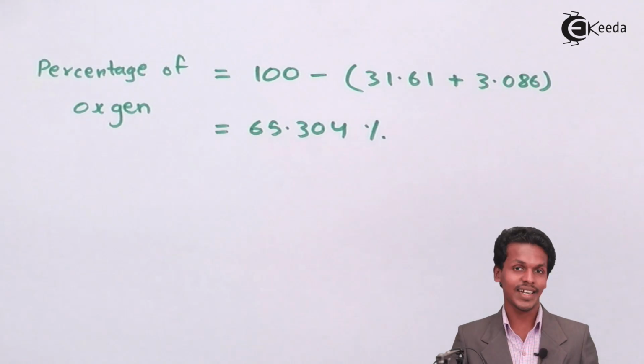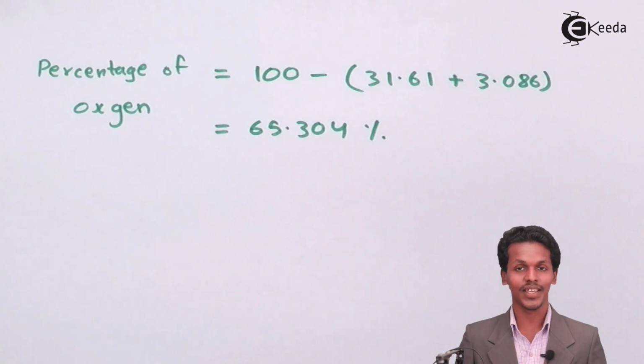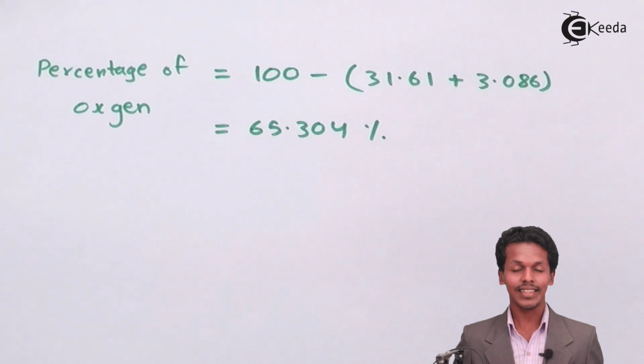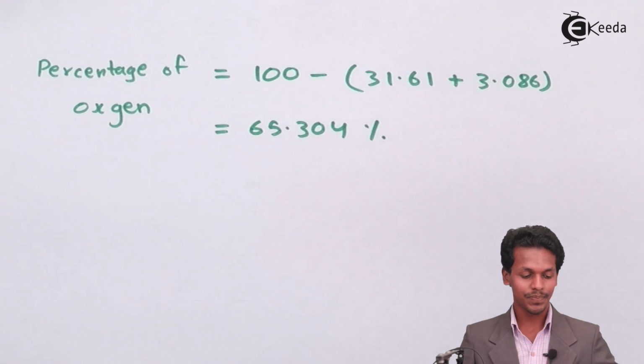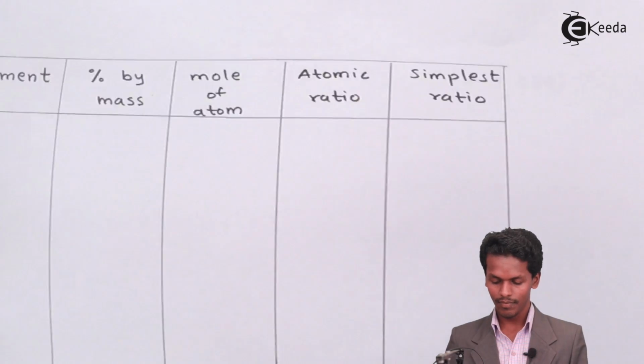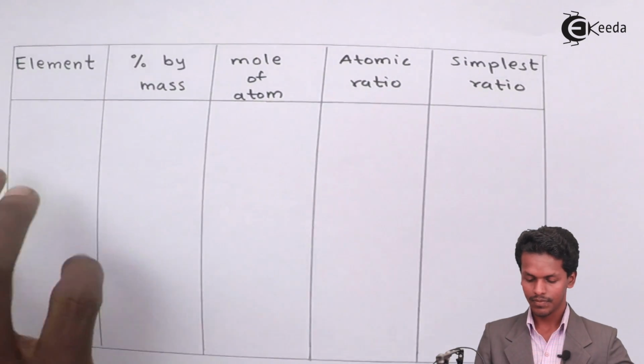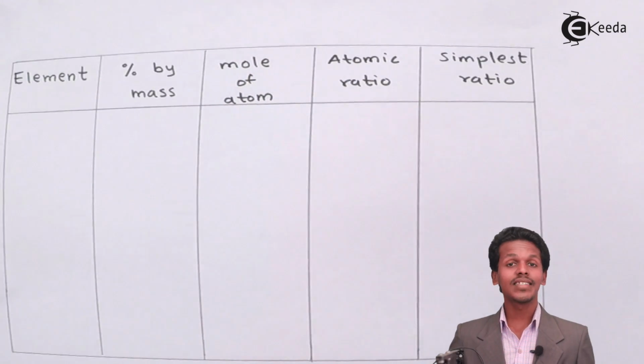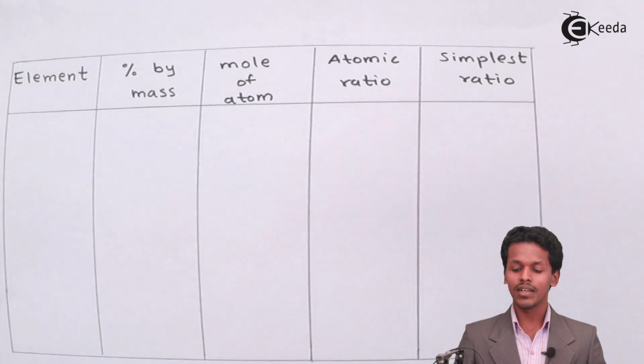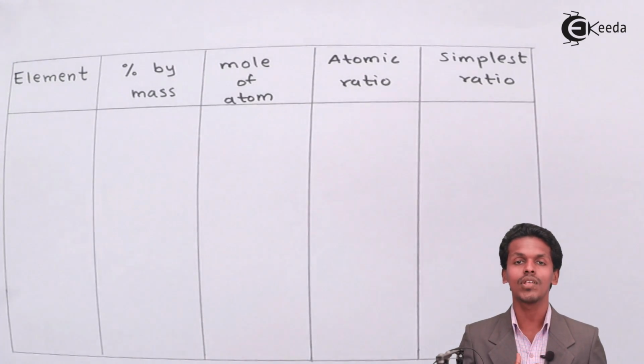But this is not all the work that has to be done. We have to do an extra thing also. So what is that extra thing? Let us show you. So friends, this is a table that we have to draw. This is just for the convenience of how we can solve the numerical.